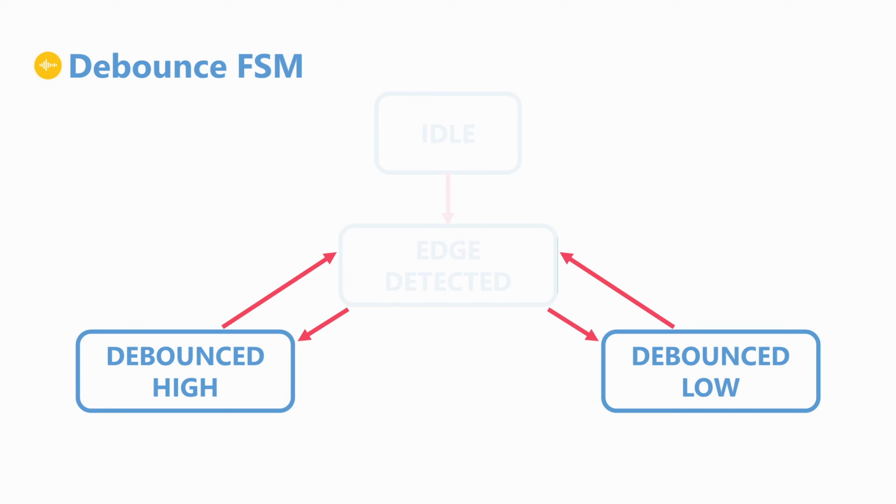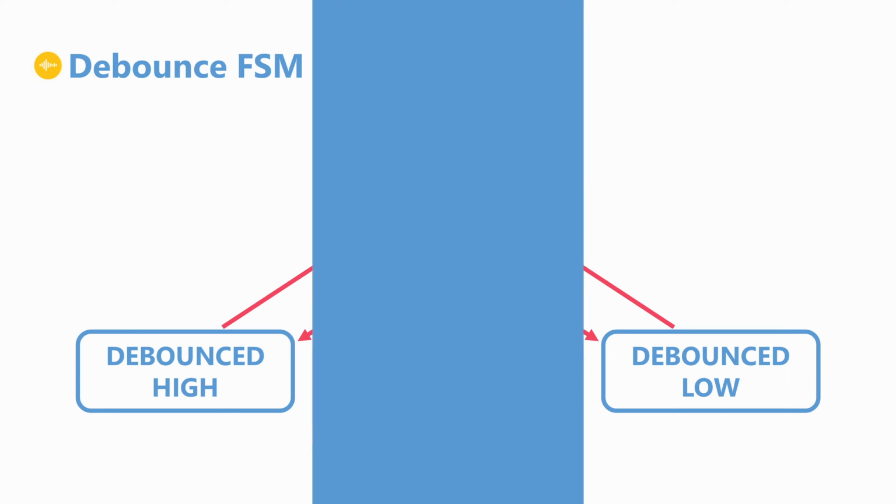This FSM can be made more efficient. There is no need to have separate debounce states, and the idle state is only reached on startup, so it could be removed as well. Having said that, we are not going for maximum efficiency here, so we'll leave it as it is.